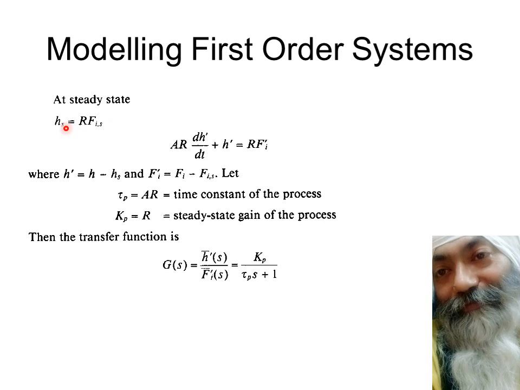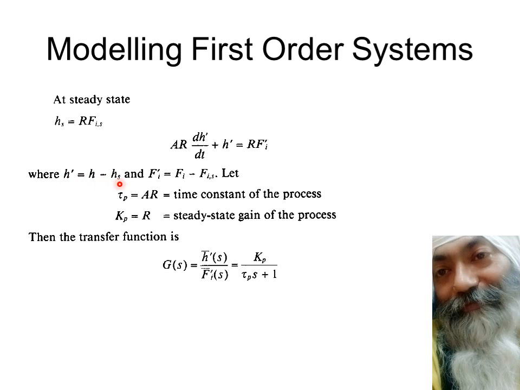So once again, we take the steady state value of H, we take the steady state value of Fi. So everything in turn is written in terms of steady state values. So you will get everything in terms of deviation variables, where h dash is equal to h minus hs, and Fi dash is equal to Fi minus Fis, and it is taken so that h dash at 0 becomes equal to 0. Fi dash at 0 becomes 0. Why? Because Fi is equal to Fis at t equal to 0. So at t equal to 0, Fi minus Fis will become 0. So is the case with h minus hs. So that's what we see.